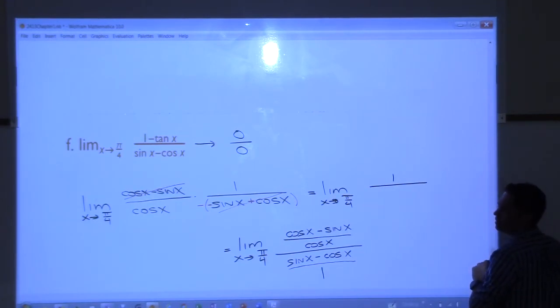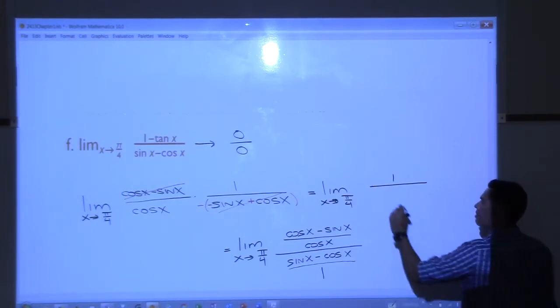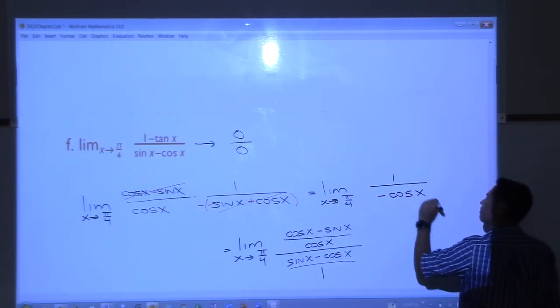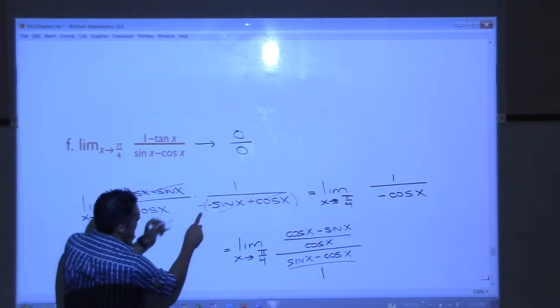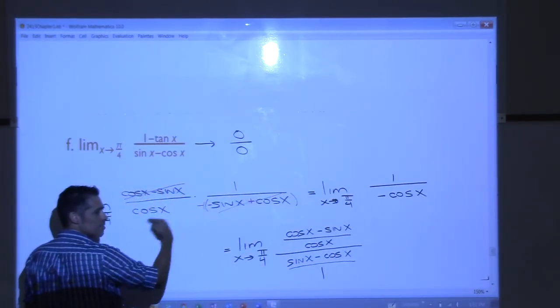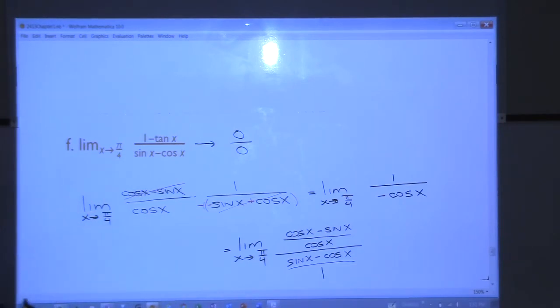Okay? And that negative we pulled, right, is like a negative 1. So I'm just going to put negative cosine x. All right, so don't forget that negative is like a negative 1, and so it's sitting there, it's going to be multiplied times that cosine x. And now let's let x go to pi over 4.